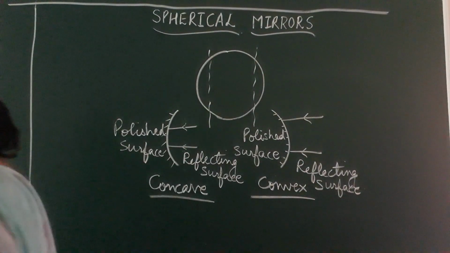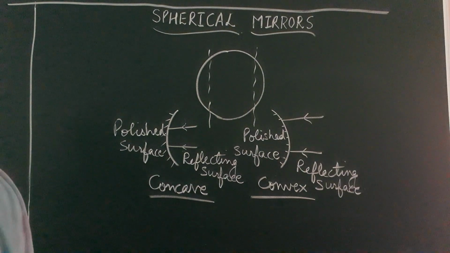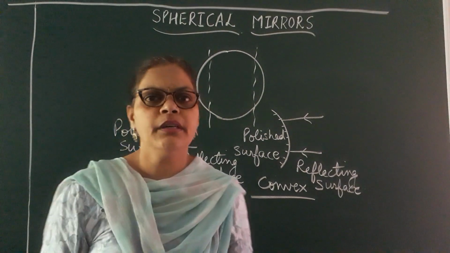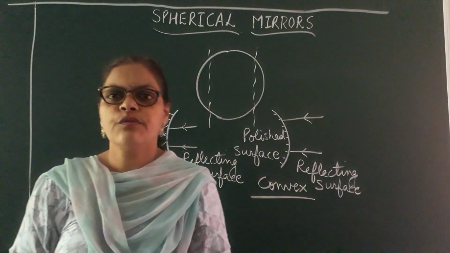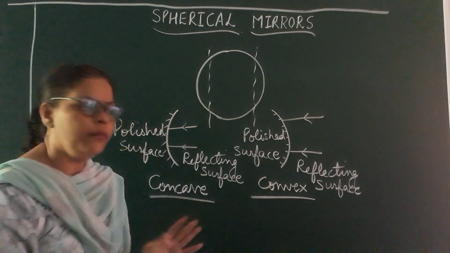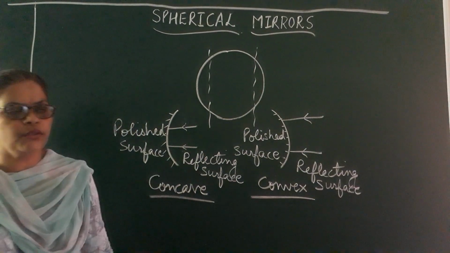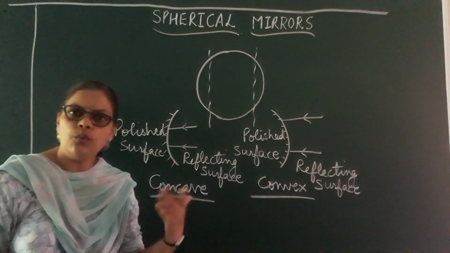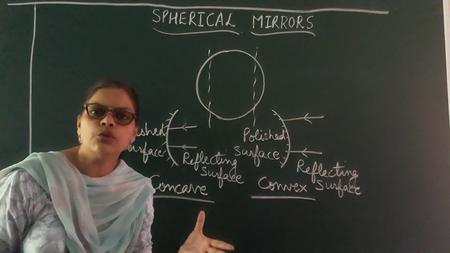Now, children, I told you these are known as spherical mirrors. These are known as spherical mirrors because they are cut out from the sphere, from a hollow glass sphere. Okay, now a comparison can be asked between the two. What is the comparison between the two? I will take up point wise one by one, and I want you to listen to it carefully, children.